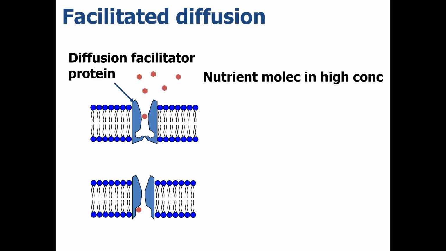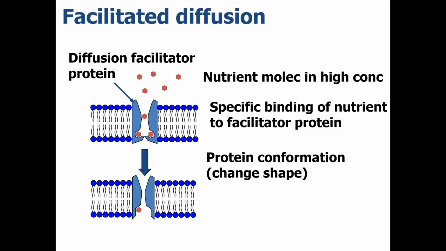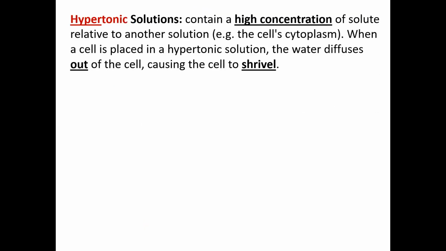See over here, this is the diagram of how molecules are diffused by using facilitators. In this, the nutrient molecules which are outside the cell in a higher concentration specifically bind to the permease protein, which is known as the facilitated protein. After it enters the protein, the protein configuration changes its shape, and it allows the nutrient molecules inside the cell.